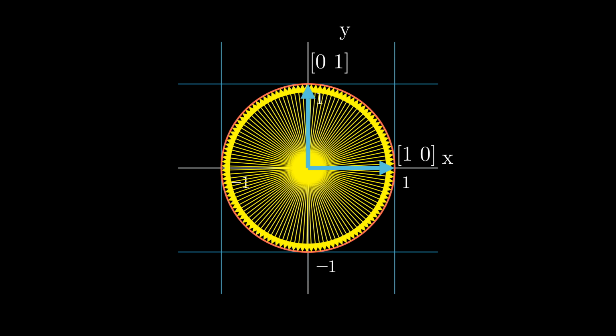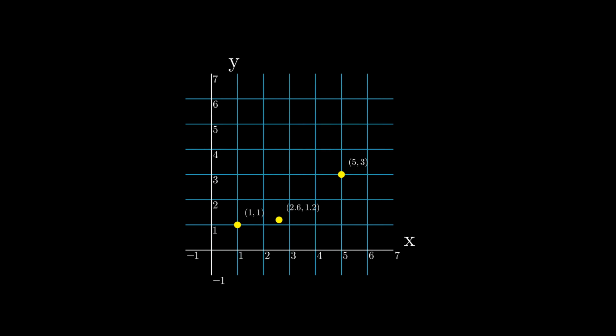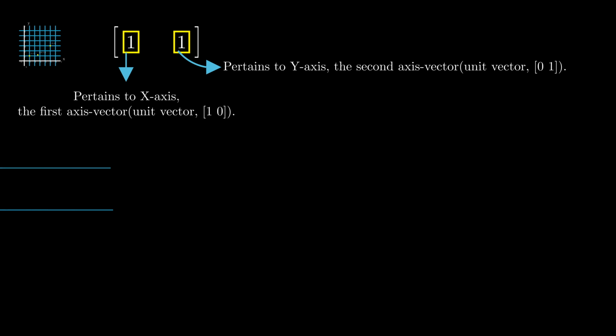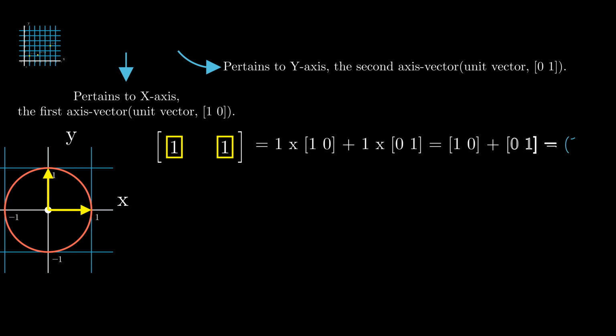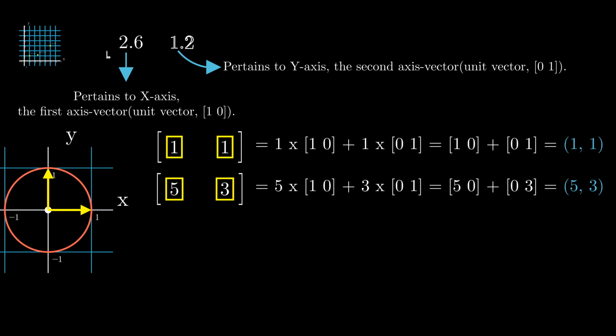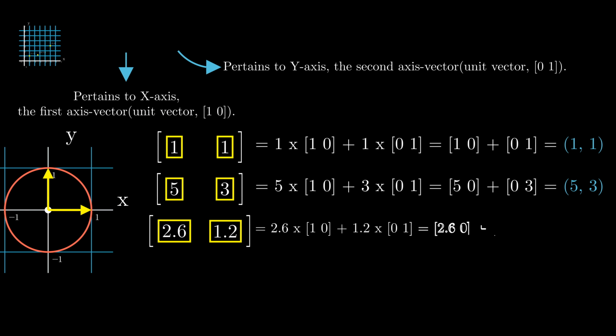Let's see them in action. For point (1, 1), its first element pertains to the x-axis, whereas its second element pertains to the y-axis. And given the two unit axis vectors, we can see that the point is just a sum of two scalar vector multiplications involving the axis vectors. The same may be said for the second point (5, 3) and the third point (2.6, 1.2). In other words, the coordinates on an xy plane can be expressed in terms of two unit vectors.